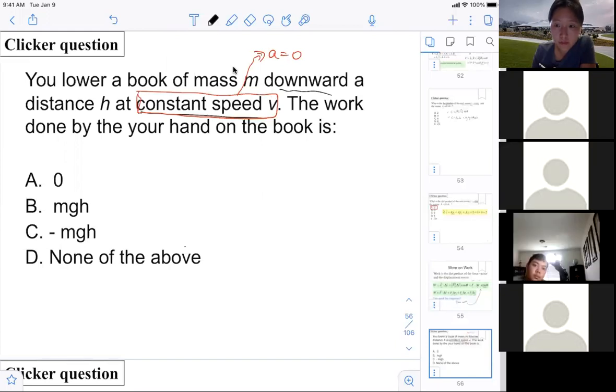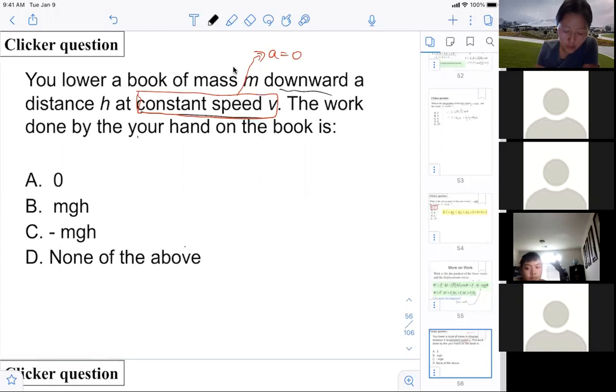I didn't particularly think that it was A, because the work being 0 didn't make sense to me. You are moving downward and gravity didn't just stop working. There's something pushing the book downwards, but you with your hand are also slowing down the acceleration in a sense to match it. So I think you have to be doing work on the book. So I don't think it can be 0. I see. Okay. The work done by your hand.